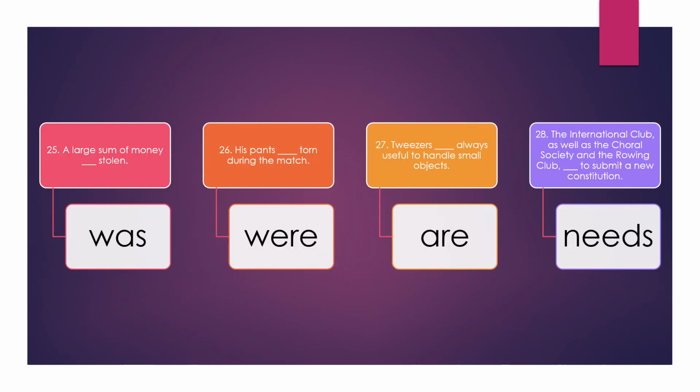A large sum of money dash stolen. A large sum of money. So we are talking of sum is singular, therefore was stolen. A large sum of money was stolen.